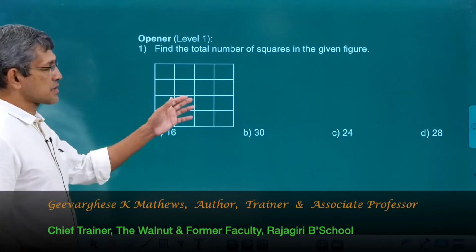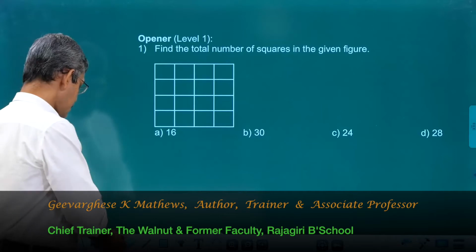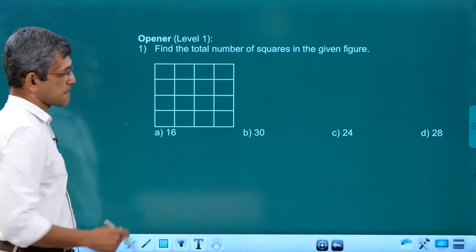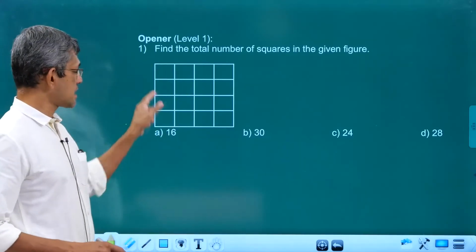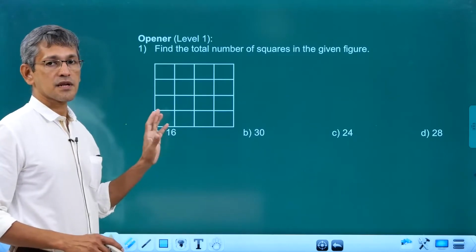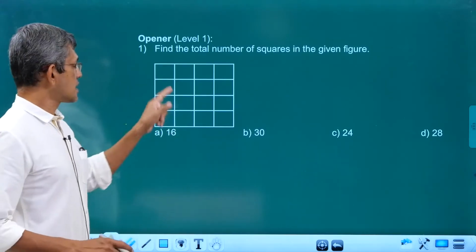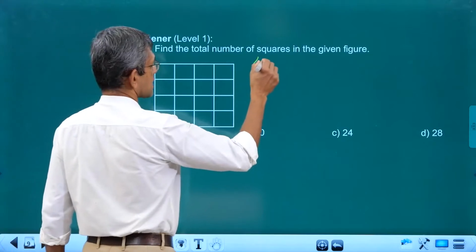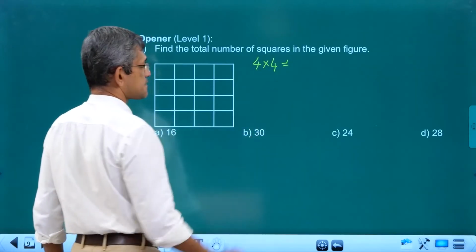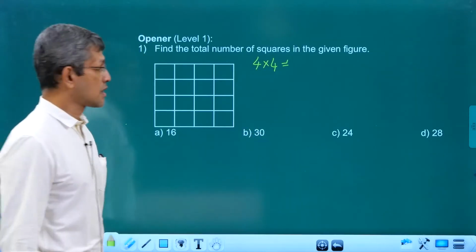So find the total number of squares. Straightforward question. What's the advantage of dealing with this question? Well, it is a matrix form, a regular matrix. If it's a regular matrix, it's 4 by 4, right? If it is 4 by 4, what would be the answer here? If it's 4 by 4, simple.